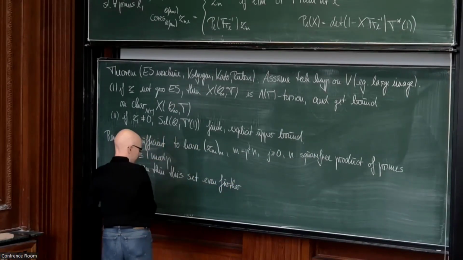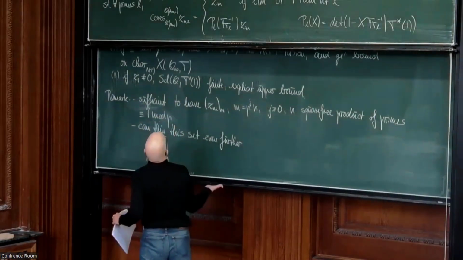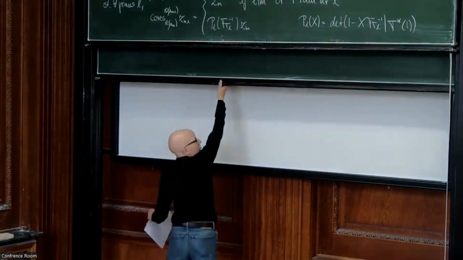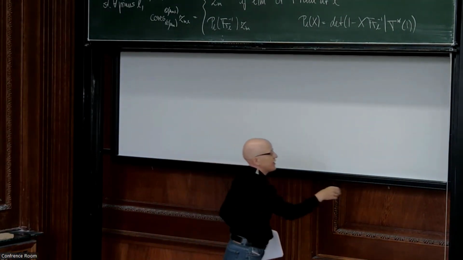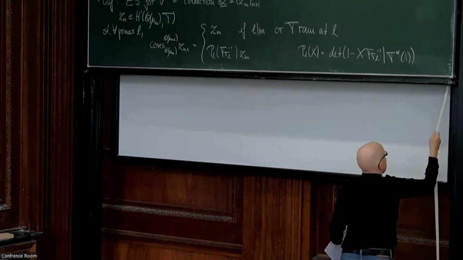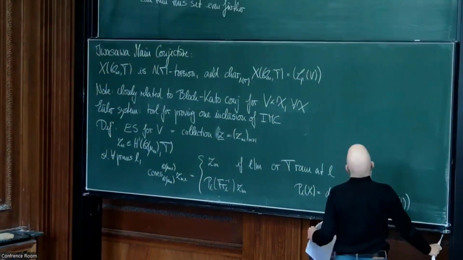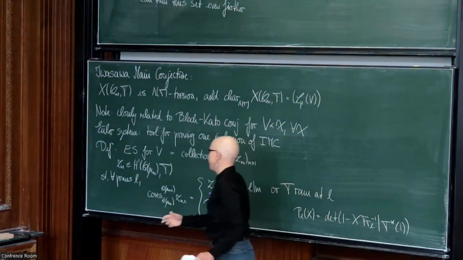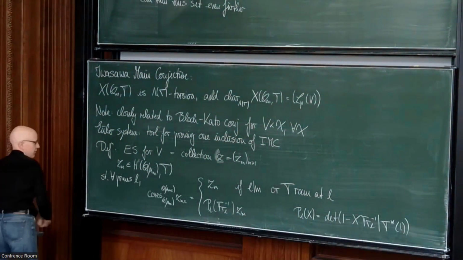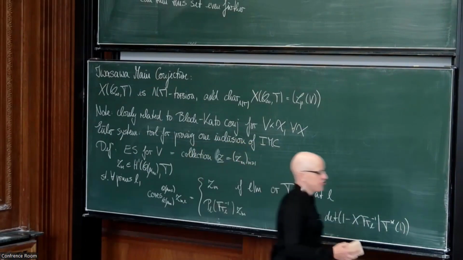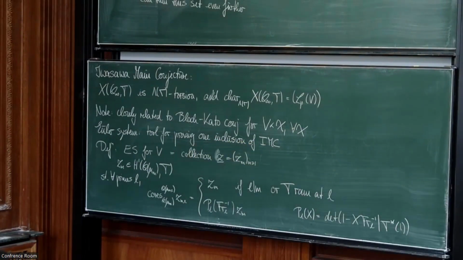Okay, right. So how do we get from this to one inclusion of the Iwasawa main conjecture? The answer is via something called an explicit reciprocity law, which relates the Euler system to p-adic L-functions.